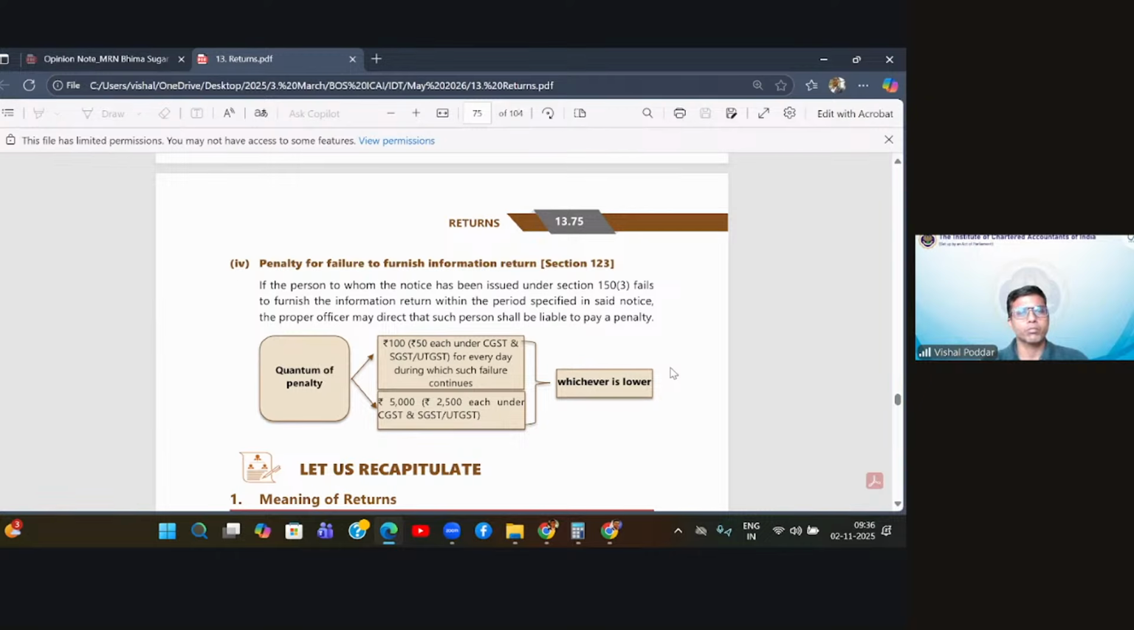Penalty for failure to furnish information return, Section 123. If the person to whom the notice has been issued under Section 150, subsection 3, fails to furnish the information return within the period specified in the said notice, the proper officer may direct that such person shall be liable to pay a penalty. Quantum of penalty: rupees 100 per day per act, 200 total per day of both acts combined, and 5,000 maximum limit. Fine.